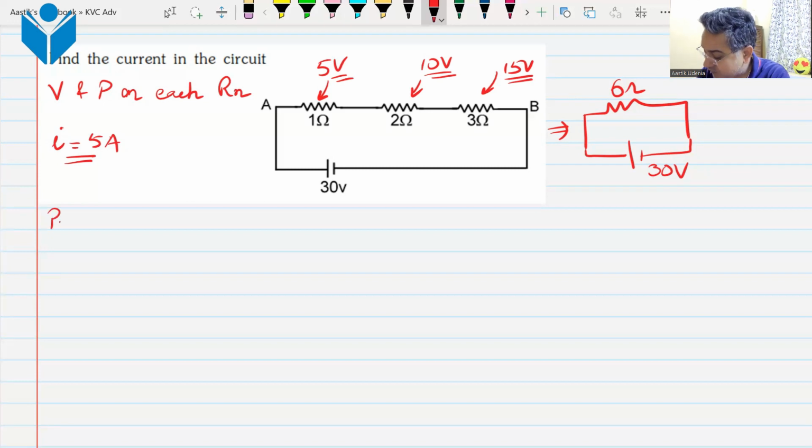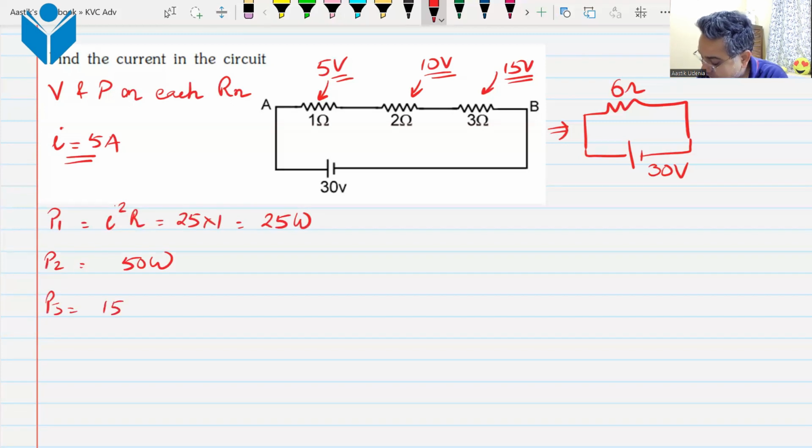To find out the power in the 1 ohm resistor, you can find out I square into R. I square is 25, resistance is 1, so this will be 25 watt. Yes or no? Yes, sir. One will be 25 watt, the power in the second one will be 50 watt, and the power in the third one would be 150 watt. Yes or no? Everyone understands this? Yes or no? Yes, sir.